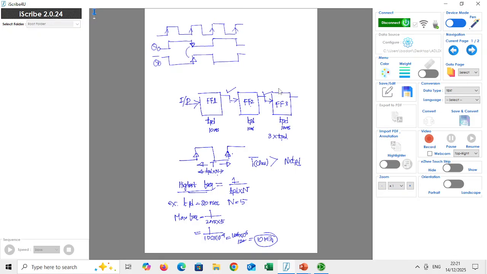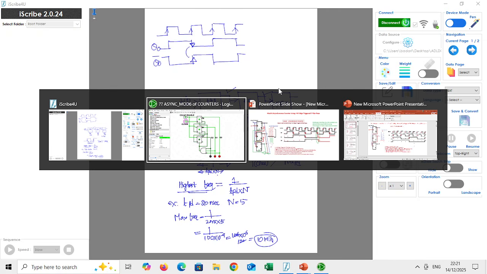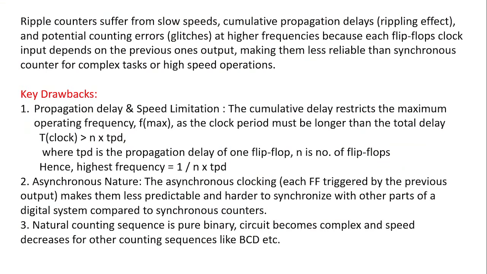So this is one of the parameters to be taken into account when we design asynchronous counters. Always keep in mind that propagation delay and speed limitation should be considered. Asynchronous counters are asynchronous in nature, because of the rippling effect, all the outputs are not produced simultaneously. When you want to build a big circuit where a lot of digital systems are there, all have to work synchronously. Asynchronous counters are not recommended because of the glitches in the outputs.